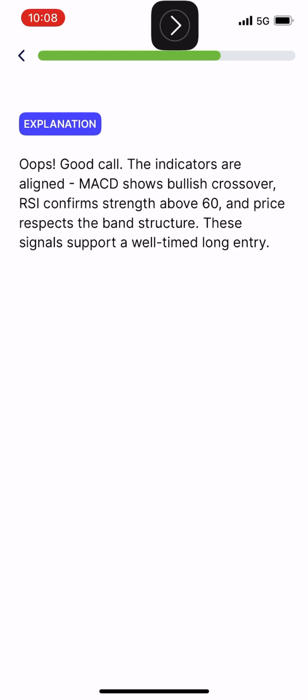Explanation: good call. The indicators are aligned. MACD shows a bullish crossover, RSI confirms strength above 60, and price respects the band structure. These signals support a well-timed long entry.